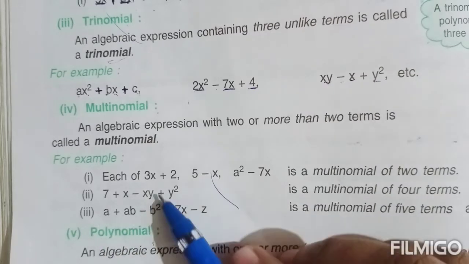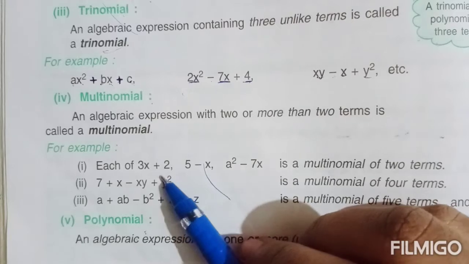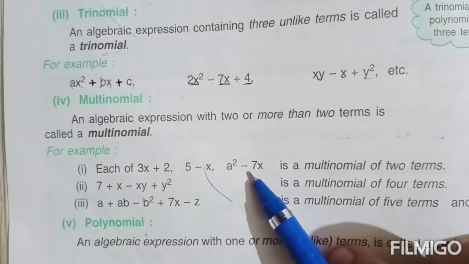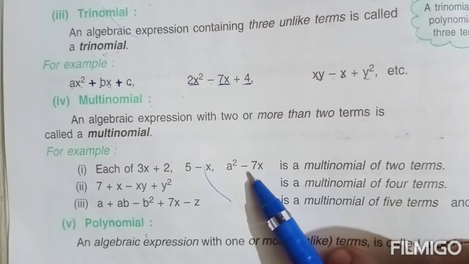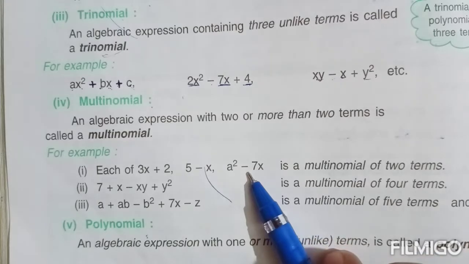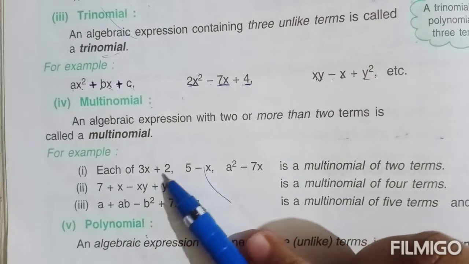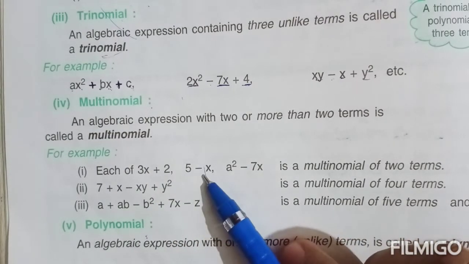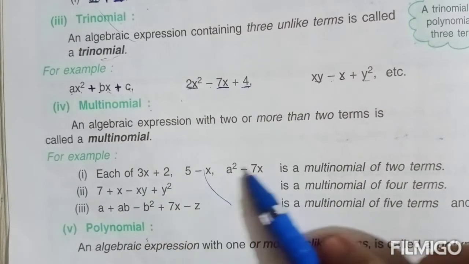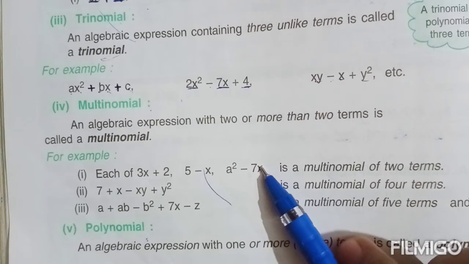So you can see examples: 3x plus 2, 5 minus x, a square minus 7x. These are all algebraic expressions or multinomials of two terms. Okay, 3x plus 2, two terms are there. 5 minus x, two terms are there. a square minus 7x, two terms are there. So these are all multinomials of two terms.